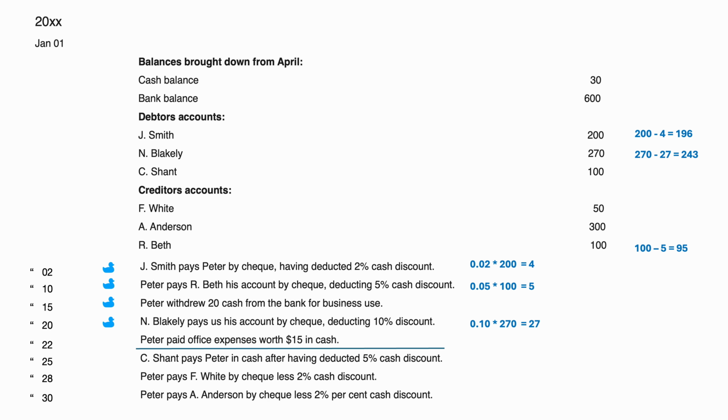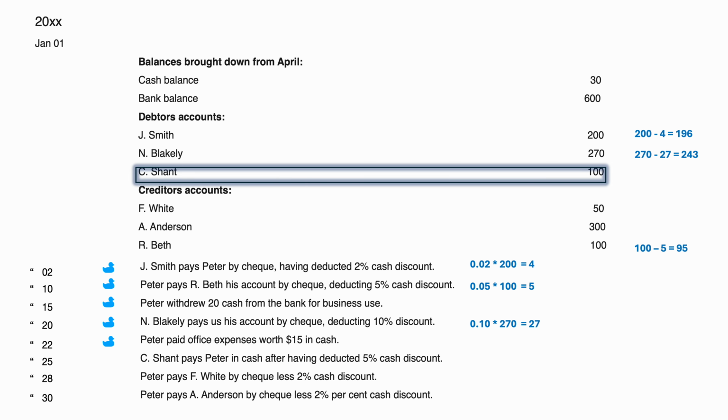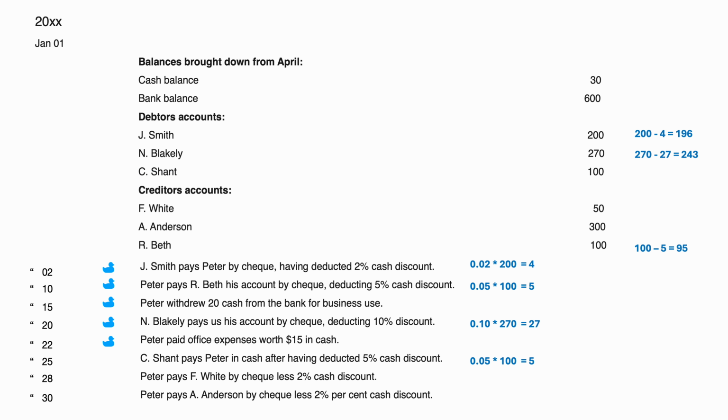Next transaction, C. Shunt pays Peter in cash after having deducted 5% cash discount. On 1 January, C. Shunt owed Peter $100. On the 25th, he paid Peter $100 less 5%. 5% of 100 is 5. 100 minus 5 is equal to 95, which is what C. Shunt pays after the discount.